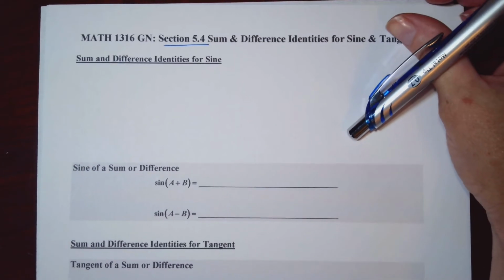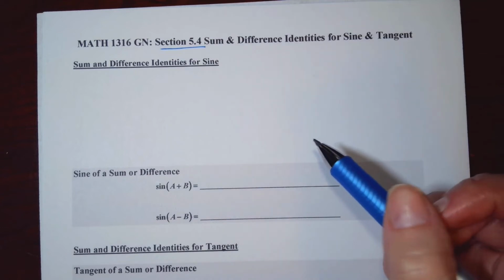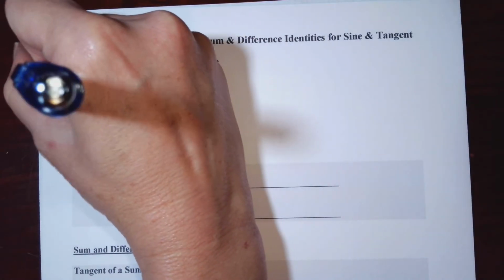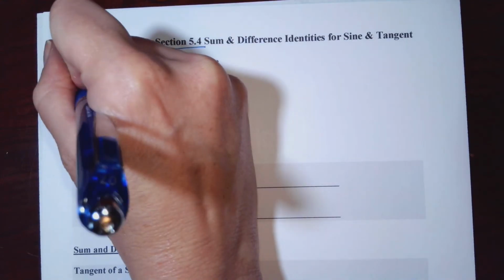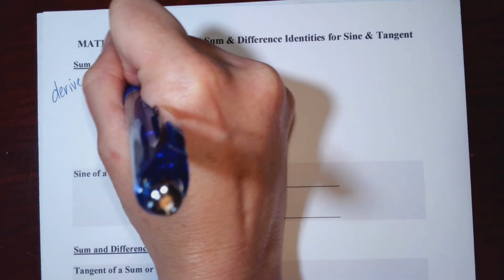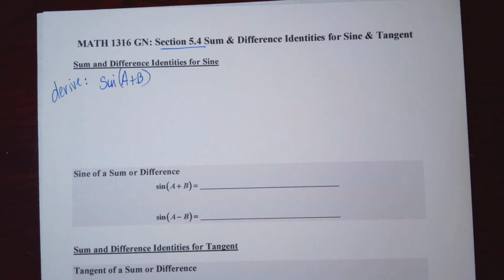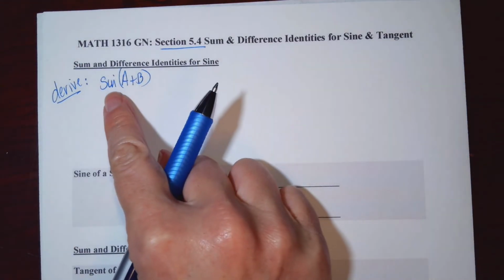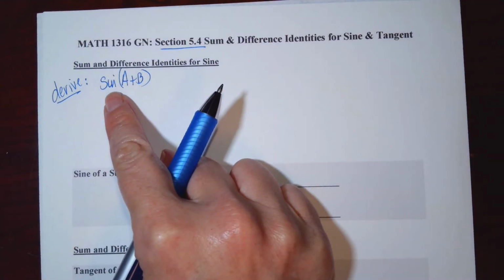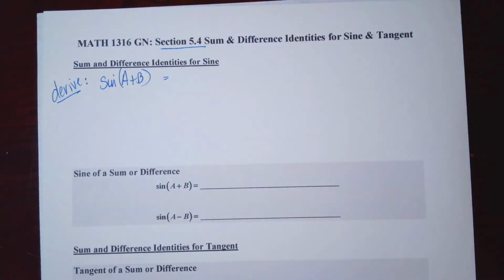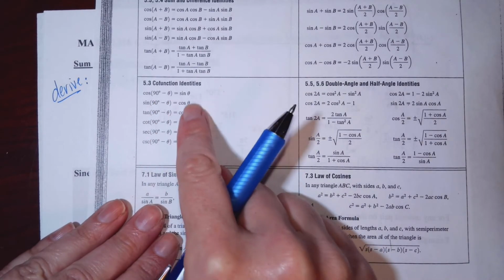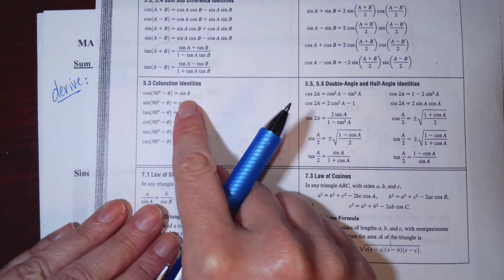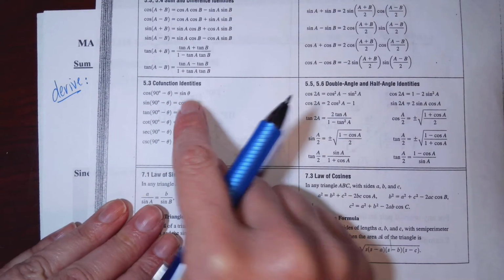We don't derive these identities always, but we are going to do one of them. We are going to derive our sine sum identity. So we're going to start with things that we know are true, and we're going to figure out where this sine sum identity comes from. That's what it means to derive an identity. Well, I know that sine is the cofunction of cosine. So using my cofunction identities, I know that the sine of theta, in this case, theta is being represented as a plus b.